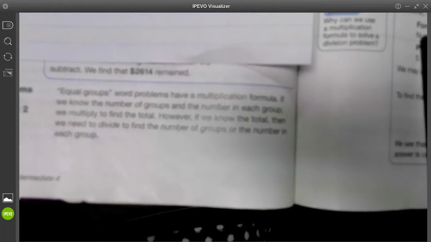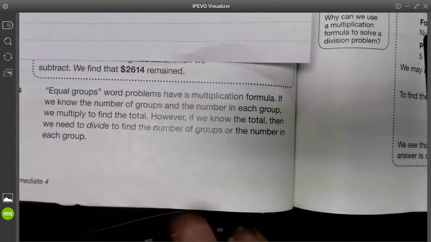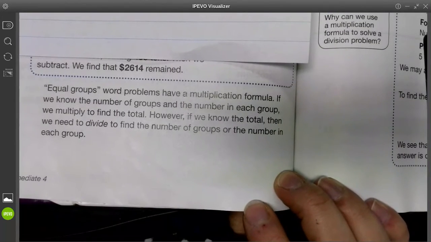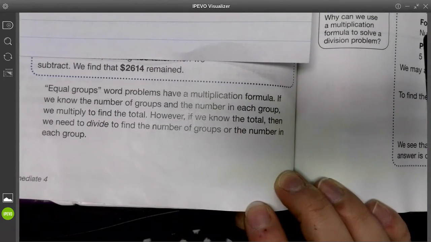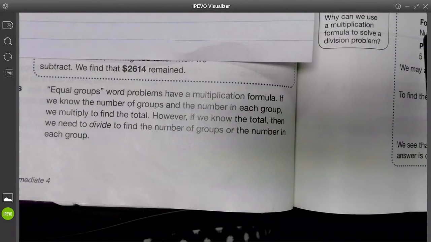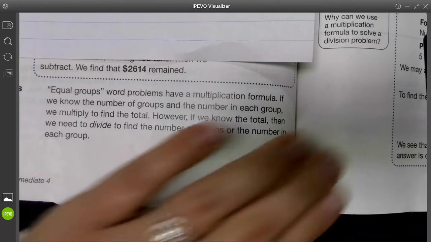Okay. All right. Get that zoomed in. There you go. Equal groups word problems have a multiplication formula. If we know the number of groups and the number in each group, we can multiply to find the total. However, if we know the total, we have to divide to find the number of groups or the numbers in each group. So I'll show you what that means.